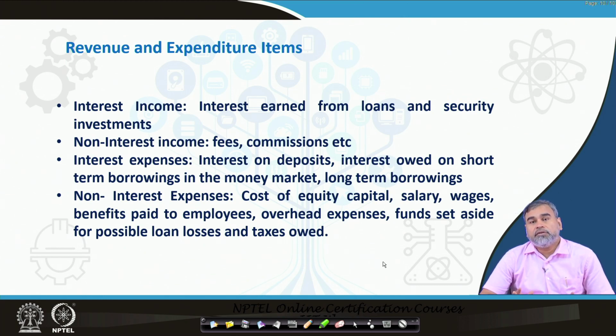So, the major income source is interest income, which comes from the loans or the security investments, and non-interest income is fees and commissions. Interest expenses, you already know, are mainly the deposits and the borrowings from the money market, and non-interest expenses are many. You have the return on equity, or the cost of equity, where you can use dividend payments as a proxy, and wages, salaries, etc. These come under the non-interest expenses.